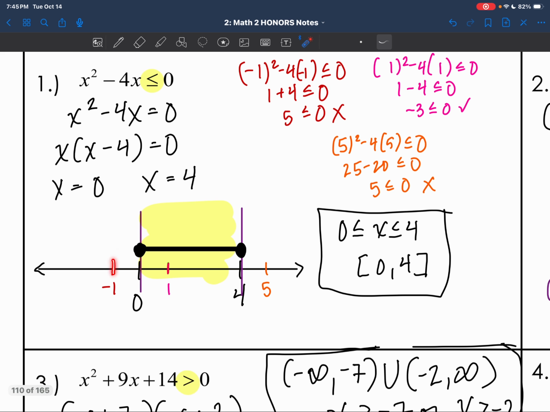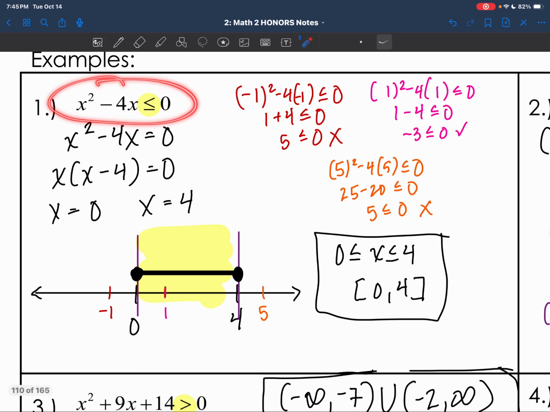On this side of the number line, I'm going to test -1. So I'm going to take your original and substitute in -1 wherever I see x. Oops, forgot the square there. Okay, so remember -1 times -1 gives you +1, -4 times -1 is positive, and then when you add it up, you're going to get 5 is less than or equal to 0. Well, that's not true. So this one, we would not shade in this section. We would definitely shade in a different section.